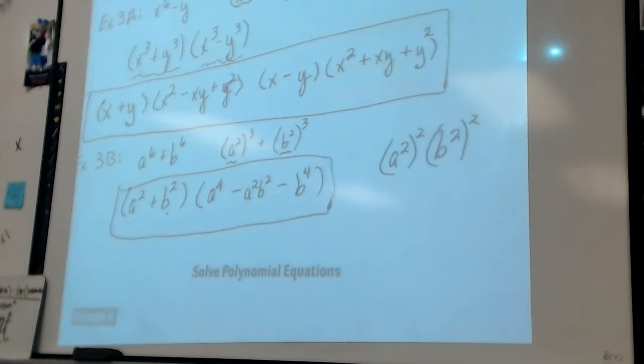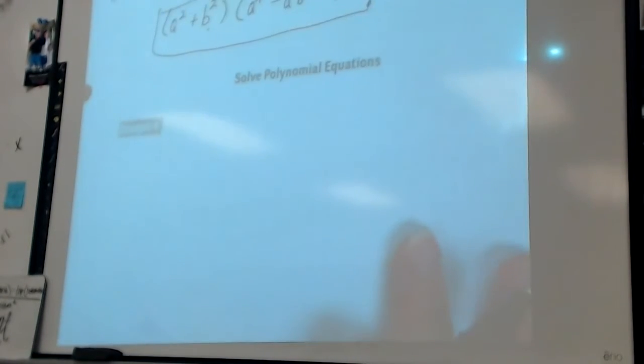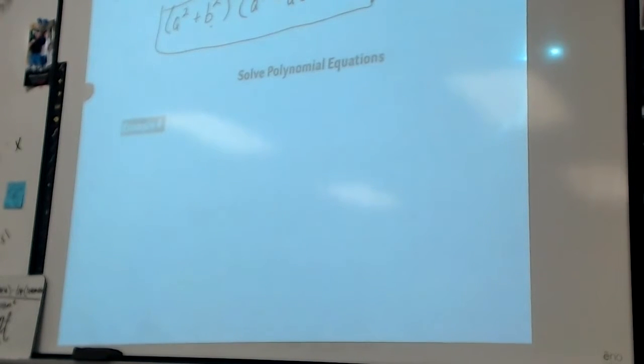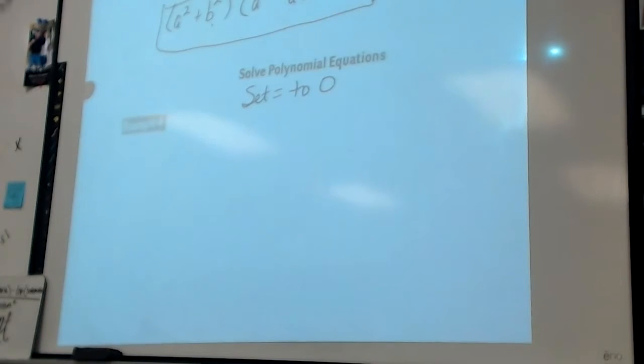Okay, moving on. Now we're going to solve some equations. We're going to solve by factoring. And it's going to be the same way that we've done quadratics. We're going to set it equal to 0 and then factor. Okay? So, since we're factoring, we want to set it equal to 0. So, write that down. Make sure you don't forget that.